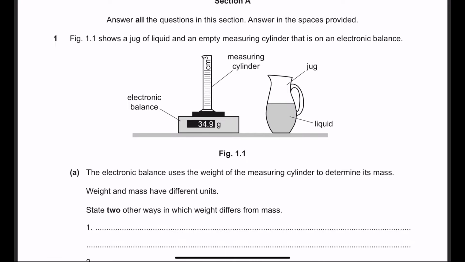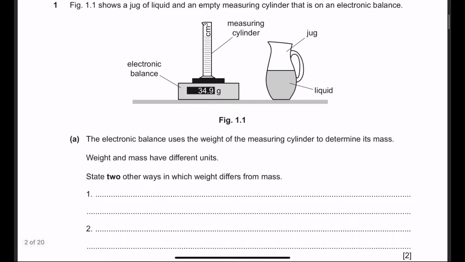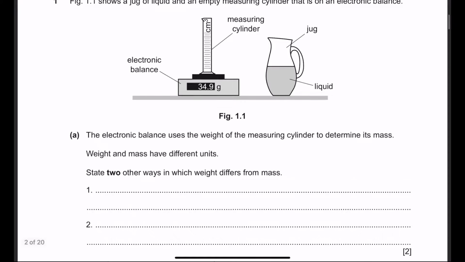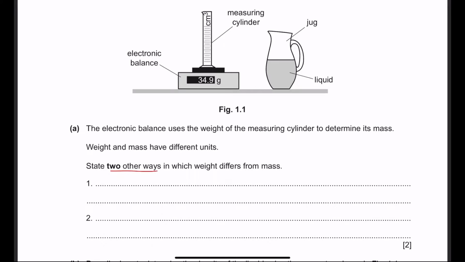You have some liquid in the jug. You have been given an electronic balance. You have been given a measuring cylinder, and they're saying the electronic balance uses the weight of the measuring cylinder to determine its mass. The weight and mass have different units, so they are telling you a difference between the weight and the mass. They're saying, state two other differences, two other ways in which weight differs from mass. So one of the ways is that weight is a vector, whereas mass is a scalar.